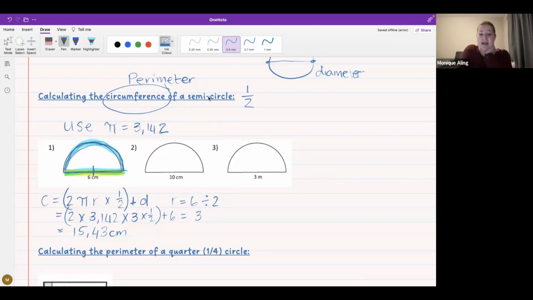Does everyone understand how we have changed our formula to suit half a circle? So it's still the same formulas for circumference. We just times by the size of the circle. So because it's half a circle, we take the formula and we times by half. And then we just need to remember to add the flat side. Okay, if you're feeling confident, I'm going to ask you guys to try question 2 for me so long. If not, let me know if you have any queries in the chat.